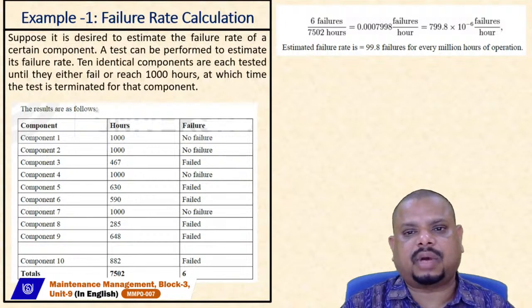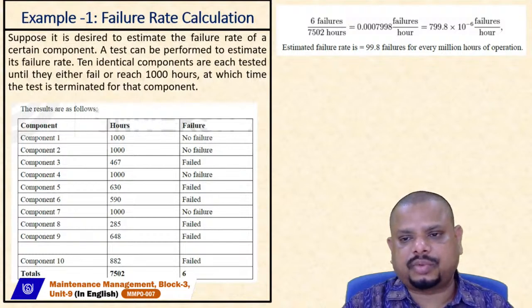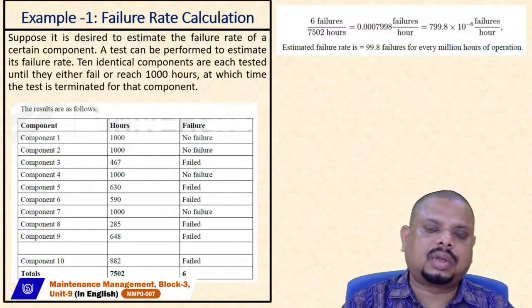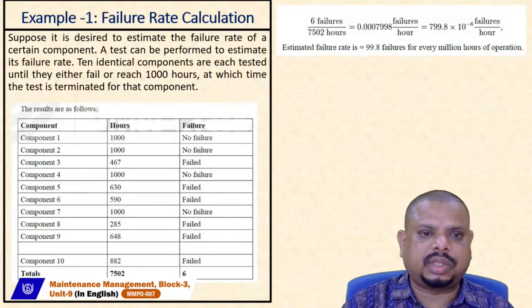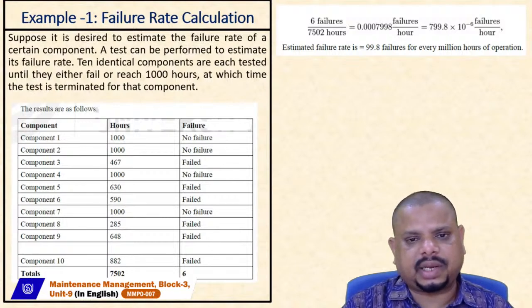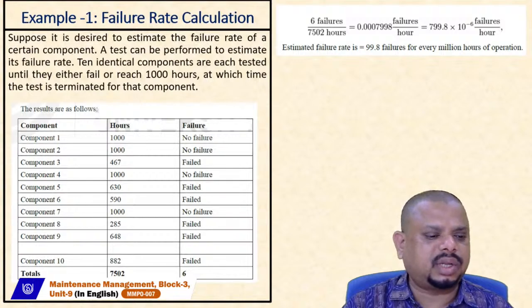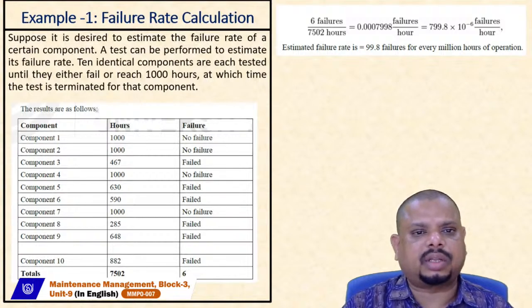So 6 failures divided by 7,500 total hours of runs equals 0.00798 failures per hour. If you convert this, it is 799.8 times 10 to the power minus 6 failures per hour. So the estimated rate of failure is 99.8 failures for every million hours of operation. This is the way to calculate the failure rate for a specific department that has a number of identical components. In this way, in most cases, large scale, medium scale, and small scale industries calculate the failure rate for different components.